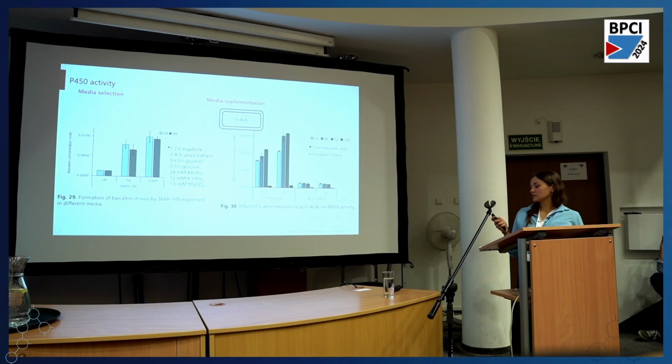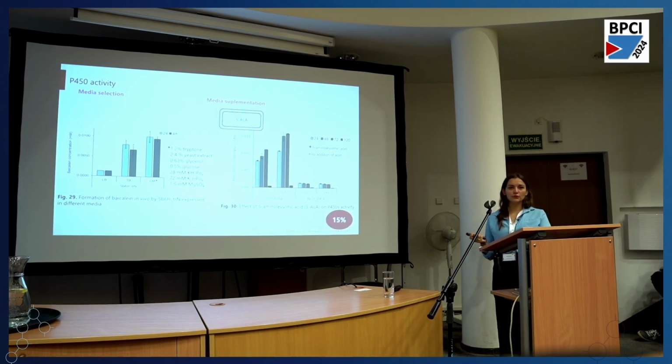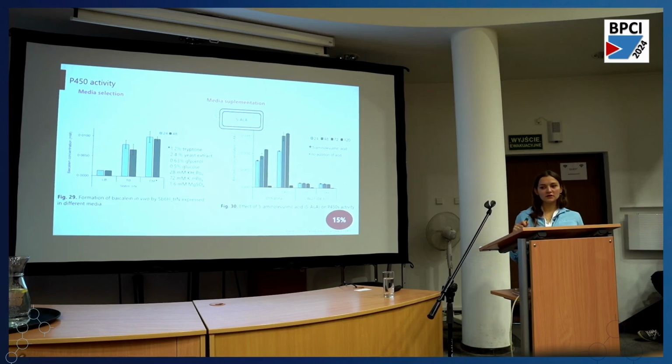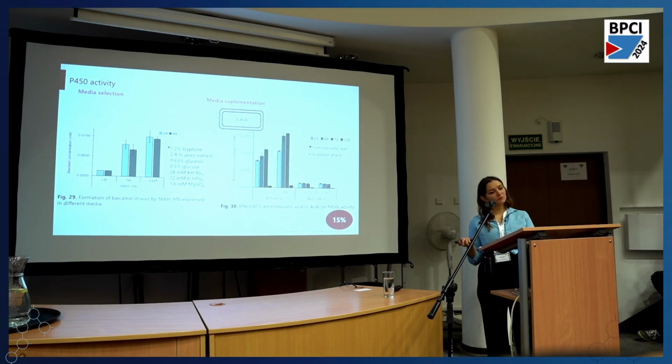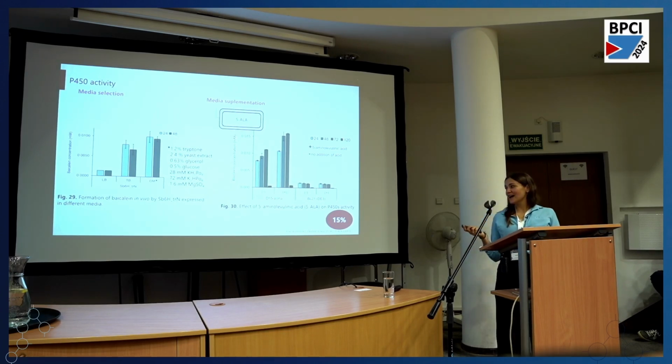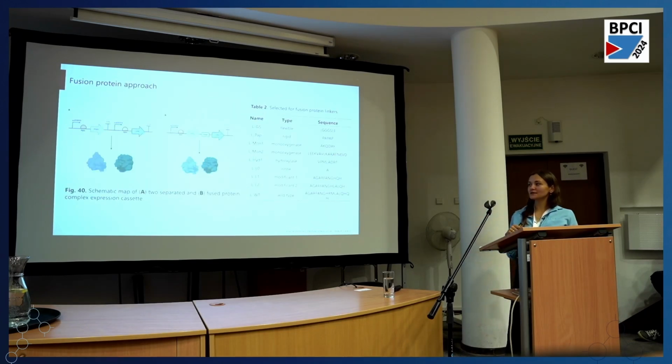Okay, so that was the first approach for that kind of enzymes. Based on all of those improvements, we were able to achieve a conversion of quercetin of around 15%. So that's, in comparison to the original paper, quite a nice result. So let's move to the second approach.